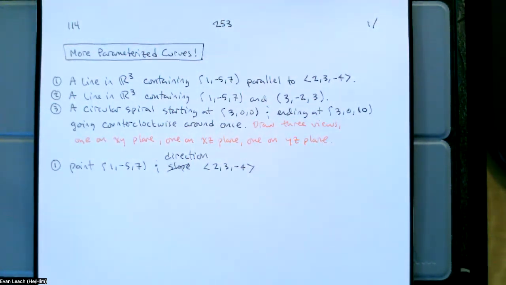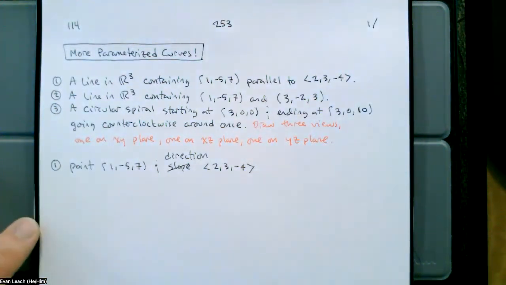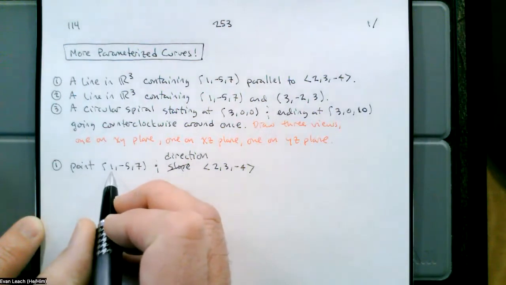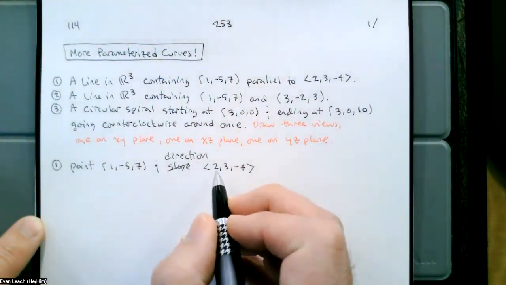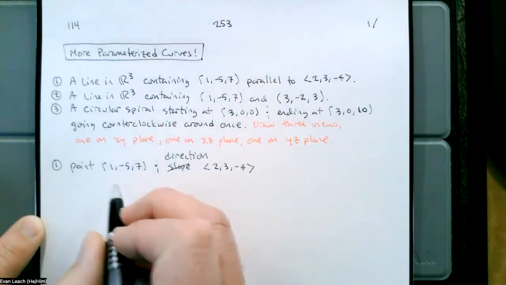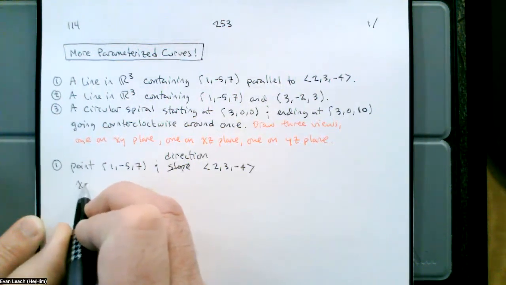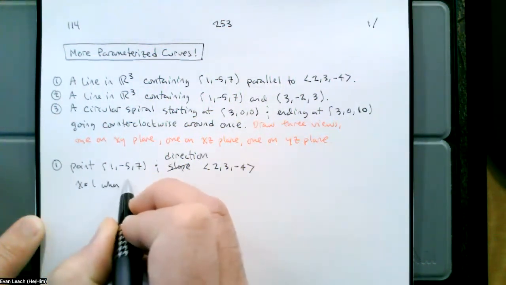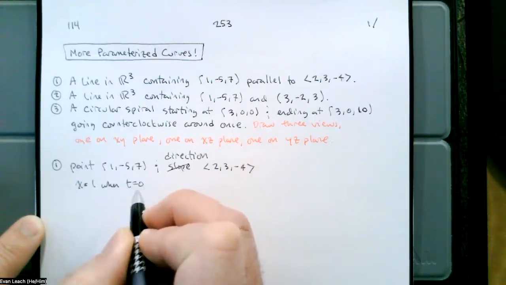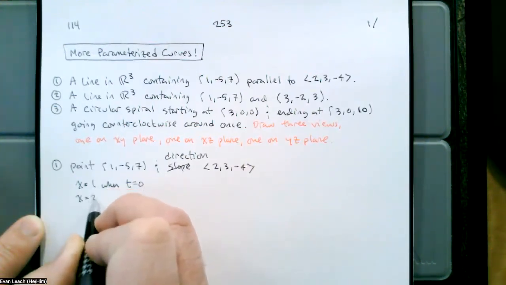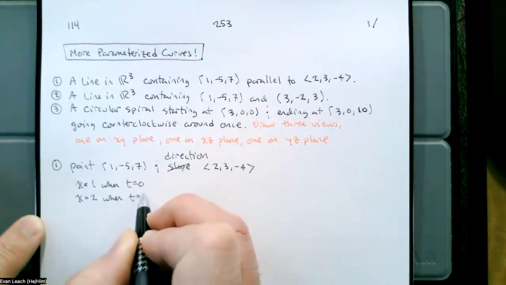What we can do is separate our line and describe x, y, and z independently of each other as functions of some parameter. So I'm going to notice that x starts off at 1 and increases by 2. So I want x to start off at 1 and increase by 2. So I'm going to just say x equals 1 when t equals 0, and x equals 2 when t is equal to 1.